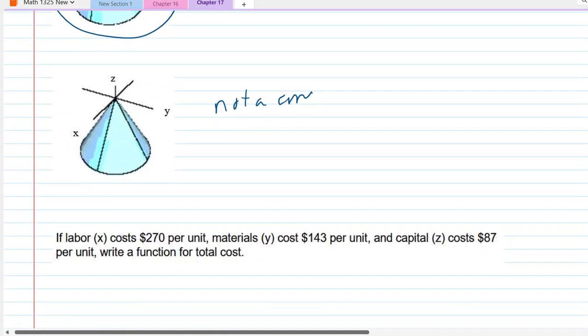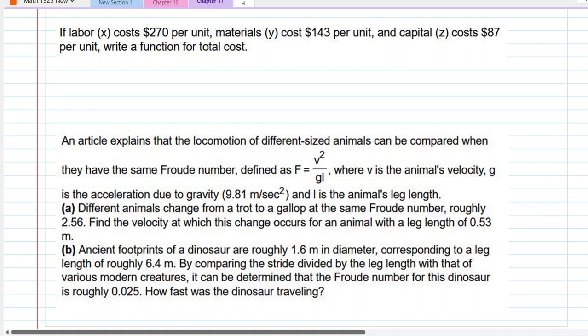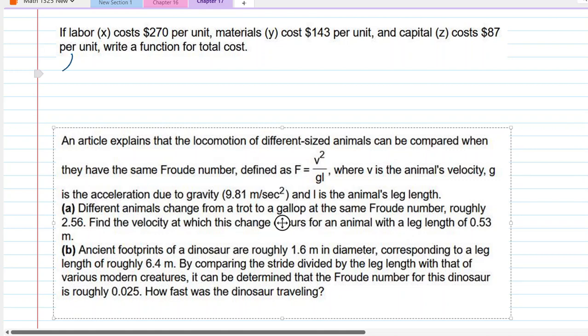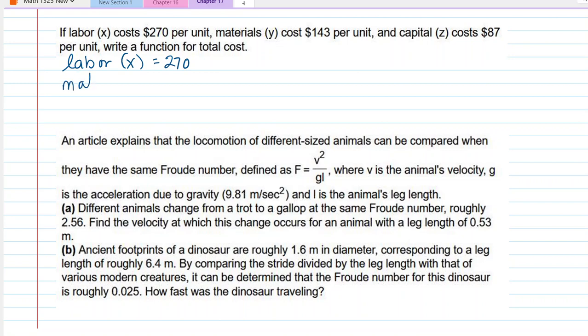All right. So now we get to how do we apply this stuff. I only gave you 2 problems because it's just vital that you understand we can have more than one variable to explain something in a function. Here we have the labor, described as the independent variable, at $270 per unit. Then we have materials, and that costs $143 per unit.